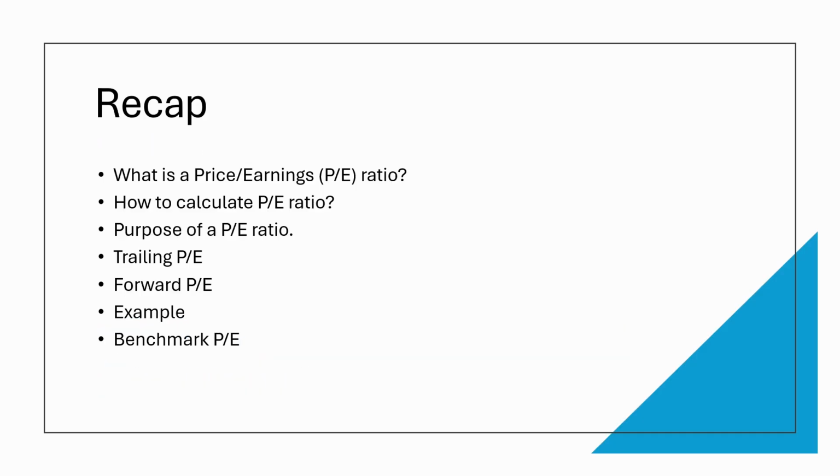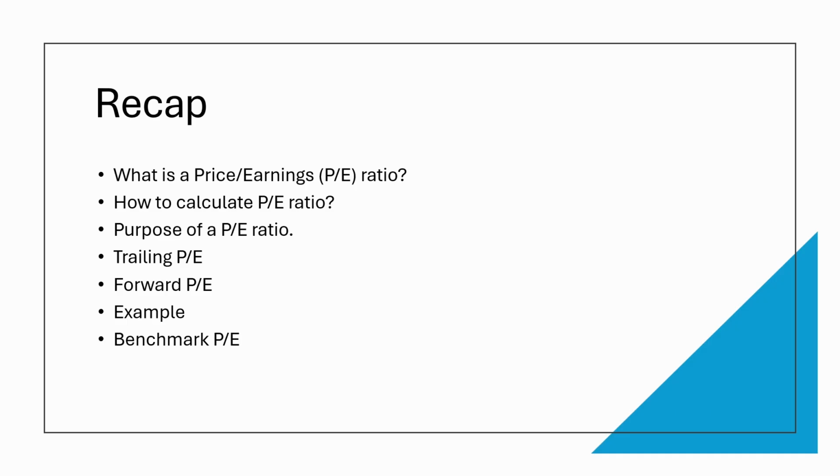Let's do a recap of what we just learned. We learned that PE ratio stands for price to earnings ratio. It is calculated by dividing the price of a stock by last 12 months earnings. The purpose of the PE ratio is to help us understand the valuation of the stock we are considering in comparison with the market benchmarks, whether it is undervalued, fairly valued, or overvalued compared to the general market.